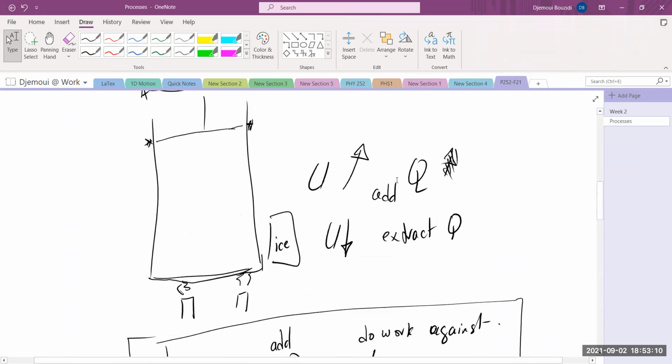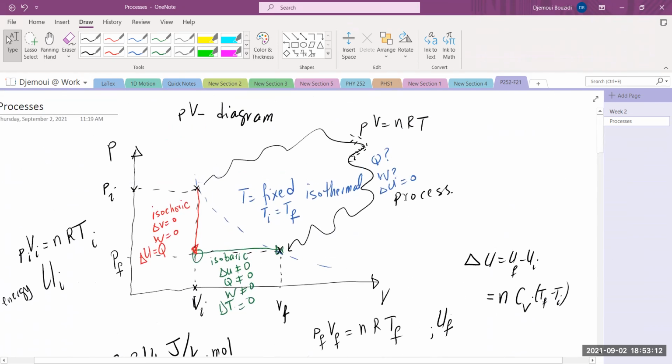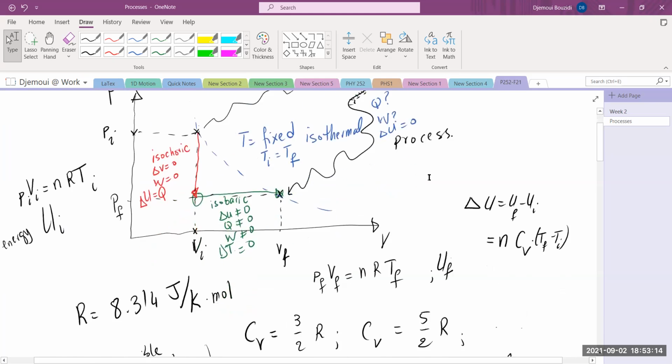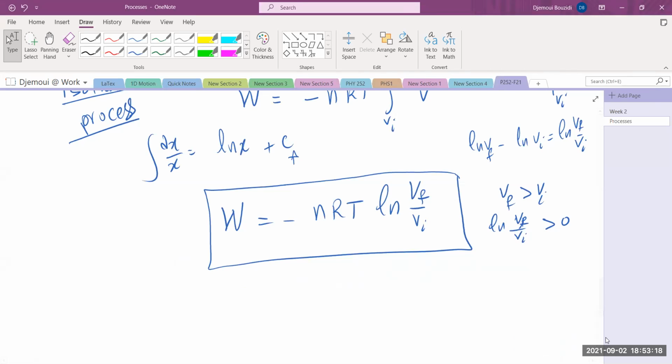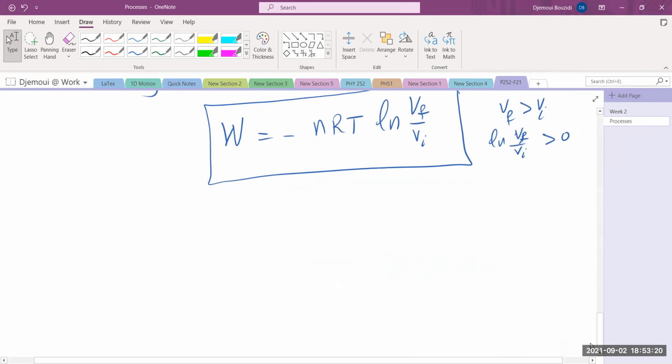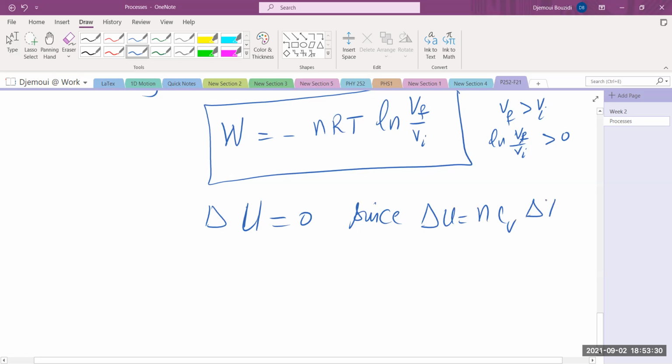Let me go back to this process and talk about the energy. I know delta U is equal to 0 in this process. The reason why delta U is equal to 0 in this process is again because the temperature doesn't change. Delta U is equal to 0 since delta U is actually equal to nCV delta T. This is true all the time, always.